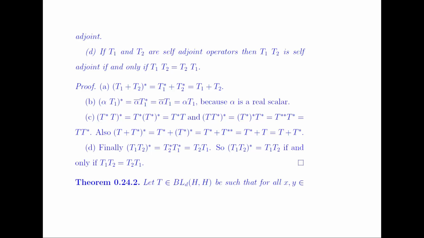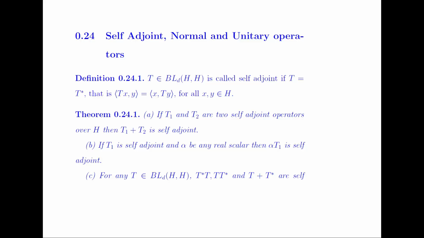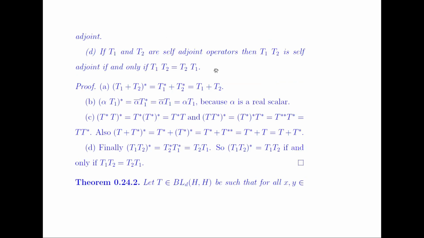So we just consider the adjoint of T1 plus T2. Using the property of adjoint operators, this is equal to T1 star plus T2 star. And using the definition, because it is given that T1 is self-adjoint and T2 is self-adjoint, T1 star is equal to T1 and T2 star is equal to T2. So we get the first result.